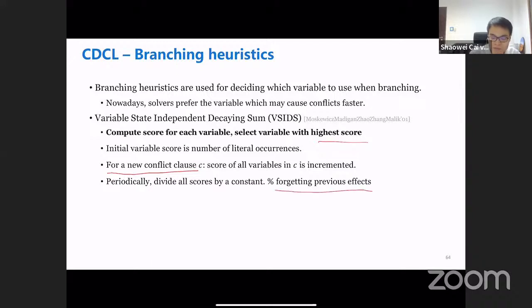Also, periodically, the algorithm needs to forget the previous effects, because if the search is long, then the scores incremented in the early history cannot be considered as important as the recent conflicts, right? The algorithm does this by dividing all scores by a constant periodically.